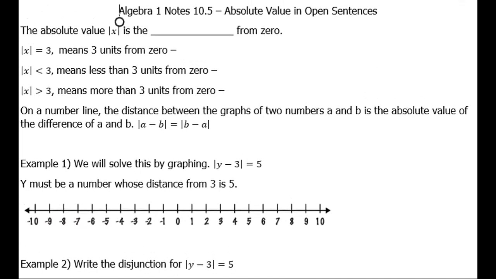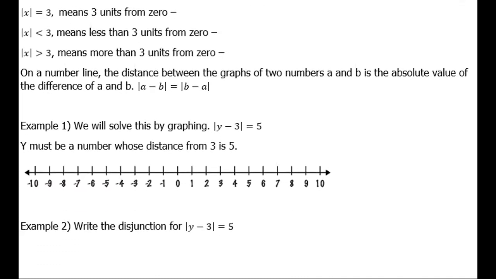So we're going to talk about absolute value in open sentences. The absolute value is the distance from 0. So the absolute value of x is equal to 3. That means that we are 3 units from 0. It means that x could be equal to 3, or x could be equal to negative 3.